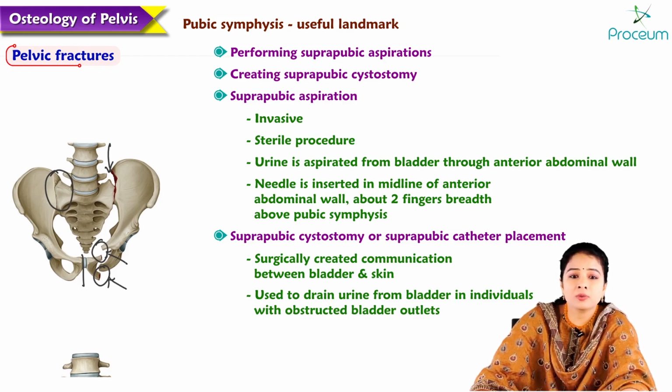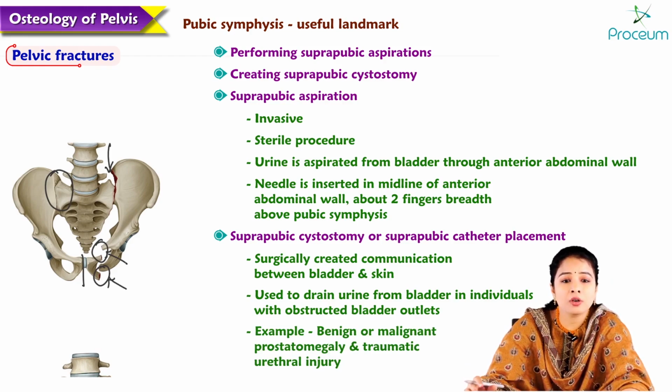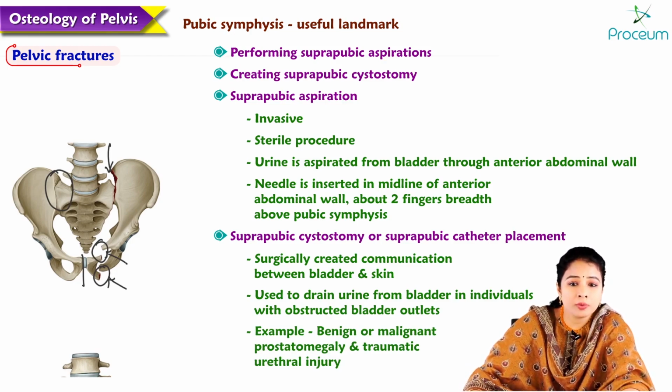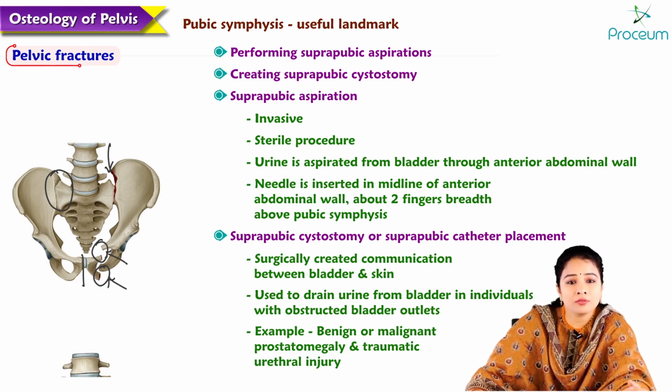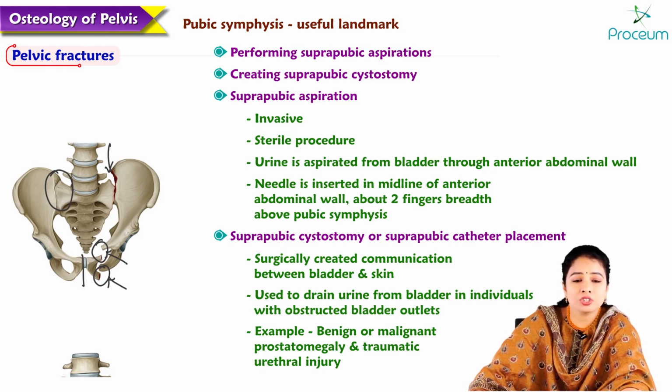This procedure is used to drain urine from the bladder in individuals with obstructed bladder outlets. Benign or malignant prostatomegaly or traumatic urethral injury are a few examples which may cause obstructed bladder outlets. So these are a few clinical correlations which are associated with the osteology of pelvis.